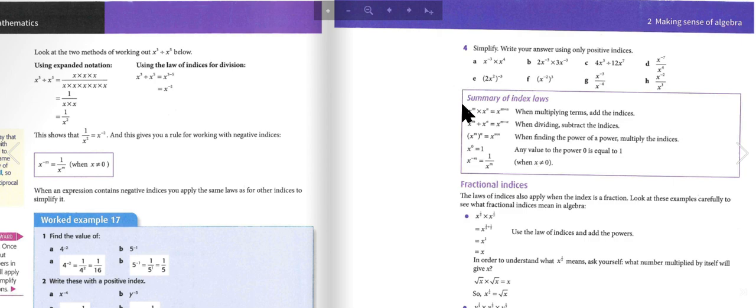Summary of index laws. When multiplying terms, add the indices. When dividing, subtract the indices. When finding the power of a power, multiply the indices. Any value to the power 0 is equal to 1 when x is not equal to 0.